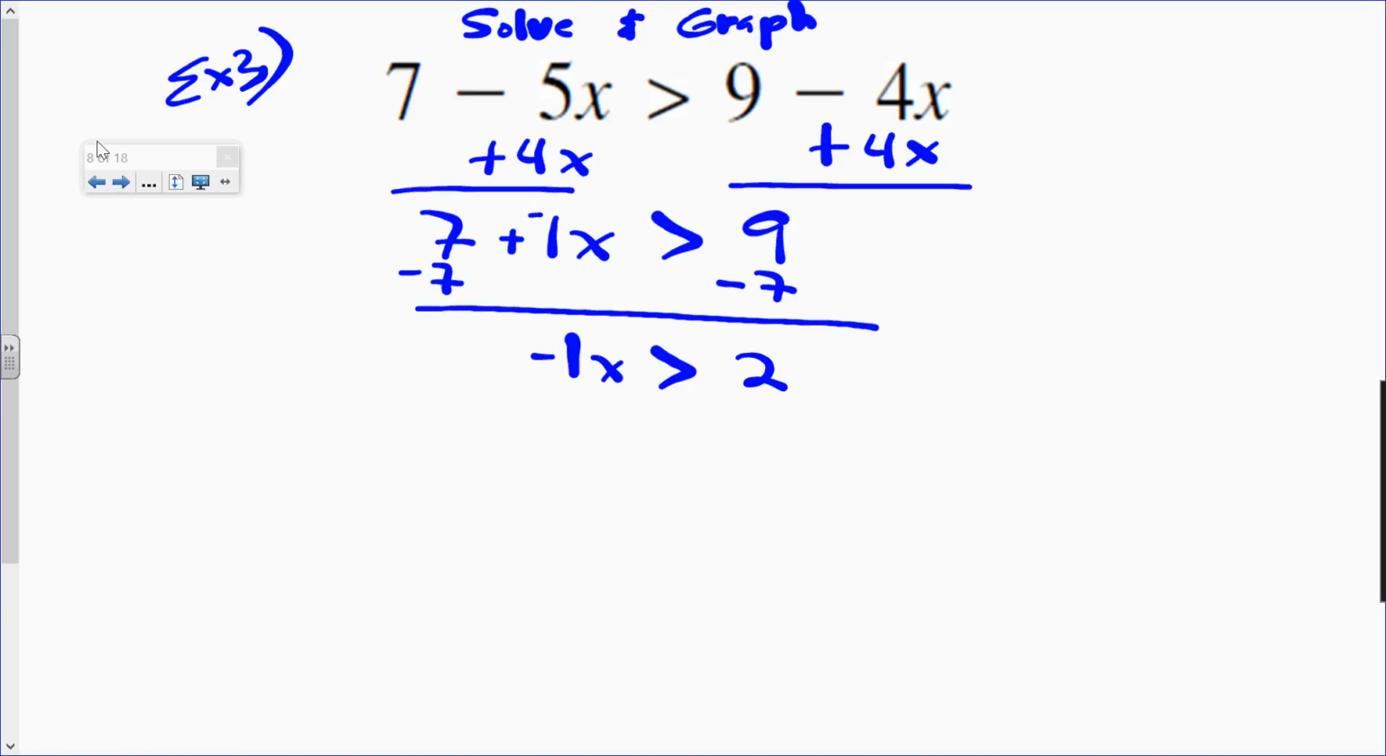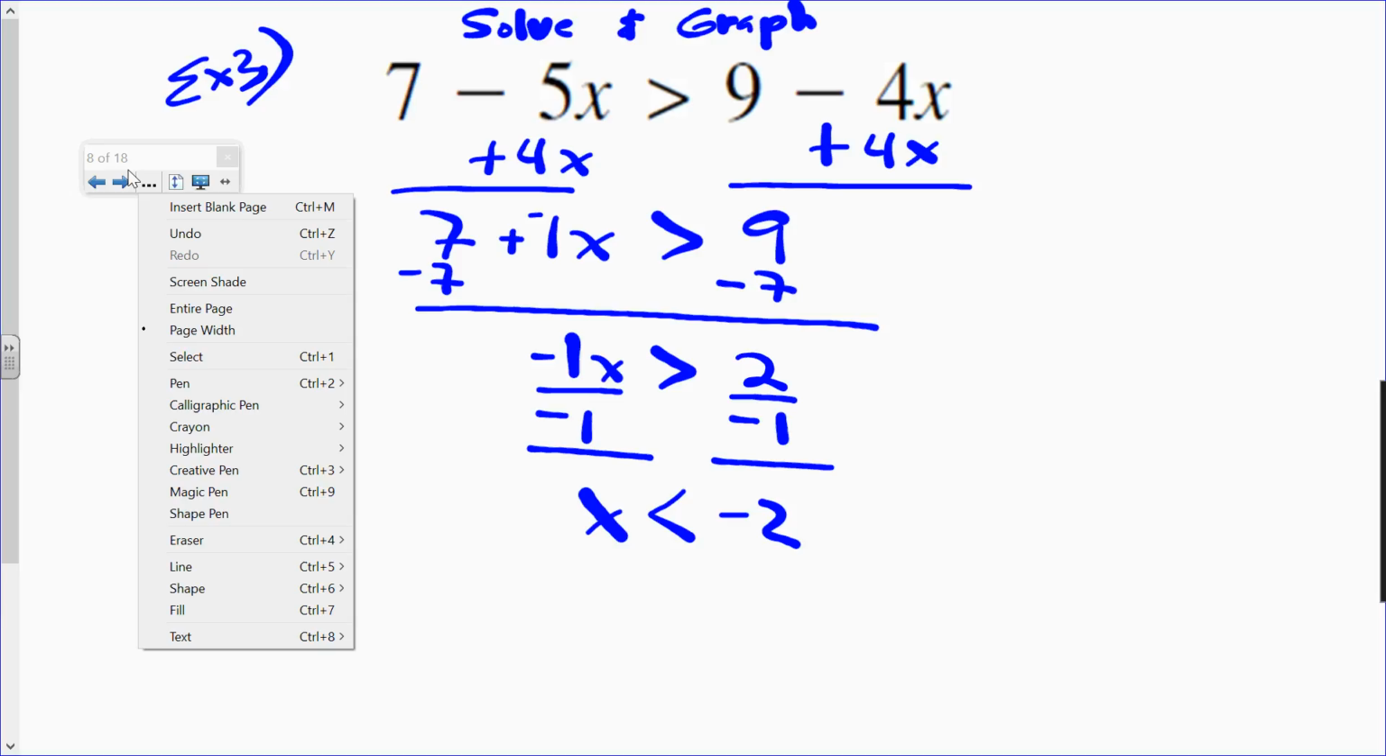Now, if anybody remembers inequalities from math classes prior to me, there's something special you have to remember here. We flip the symbol if we divide or multiply by a negative number, which we're about to do. Thank you, Rodriguez. Check this out. We still have to get x alone, so I'm going to divide by negative 1. Okay? If I divide or multiply by a negative, we flip the inequality symbol. So I end up having x is less than negative 2.